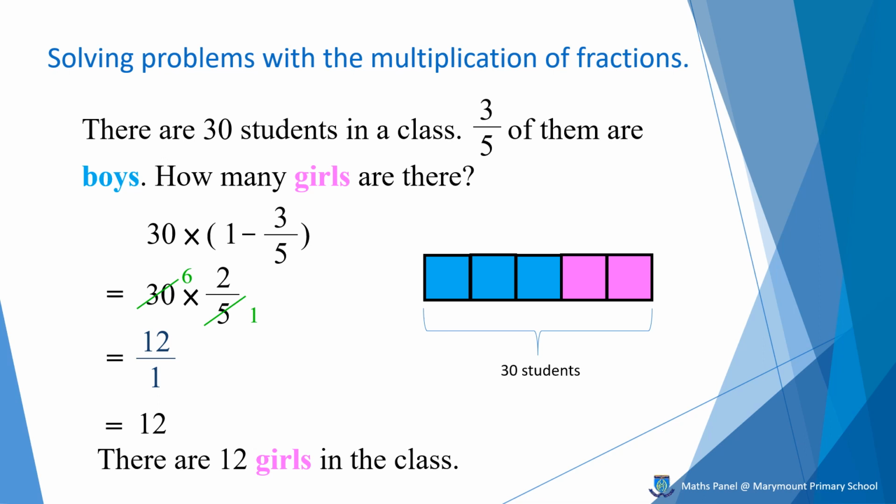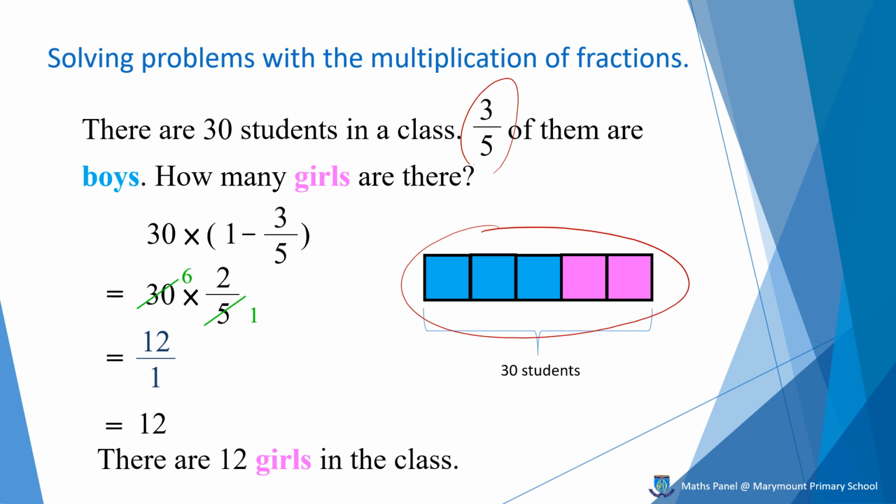This question is similar to the last one, but it is asking you about the number of girls. There are 30 students in a class. 3 over 5 of them are boys. How many girls are there? Again, 3 over 5 is not the number of boys.